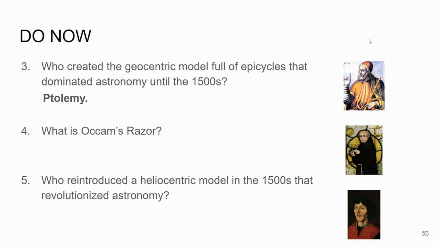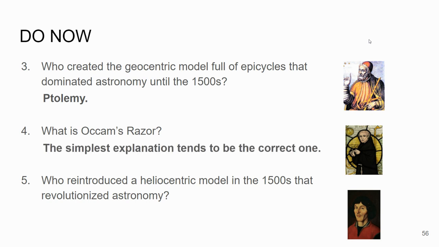So, what is Occam's razor? It's the idea that the simplest explanation tends to be the correct one. So if you have two different theories that both pretty well explain what's going on and make pretty accurate predictions, which one of them is actually correct? It's going to tend to be the simplest one.